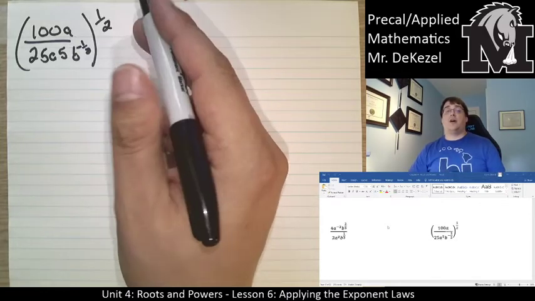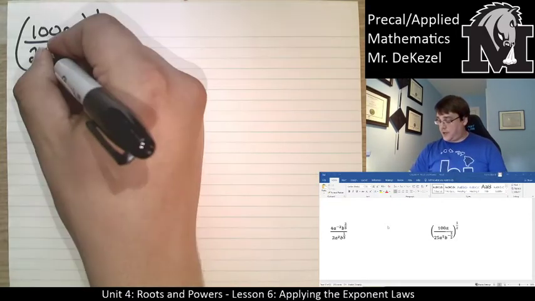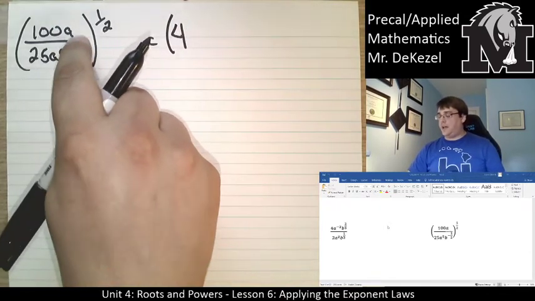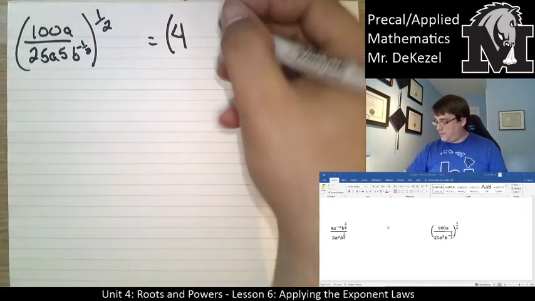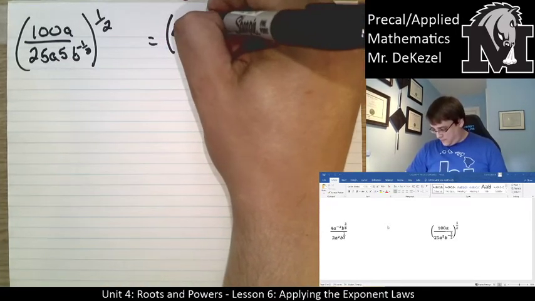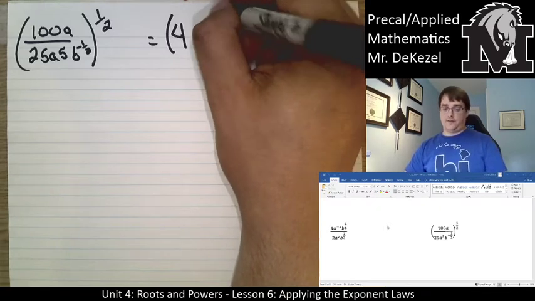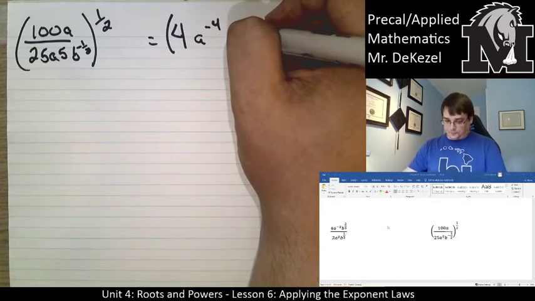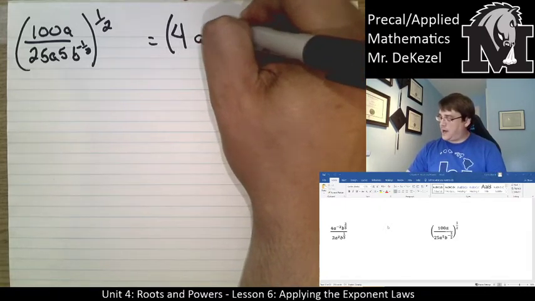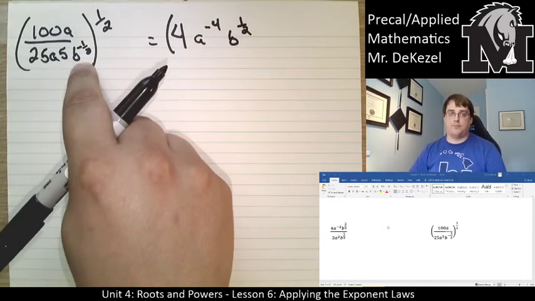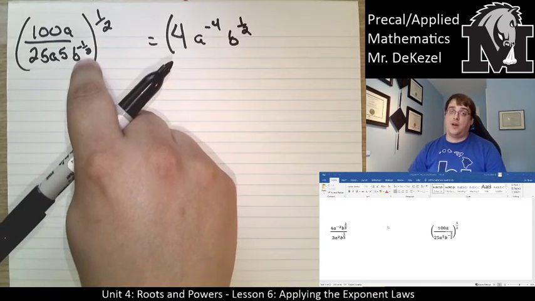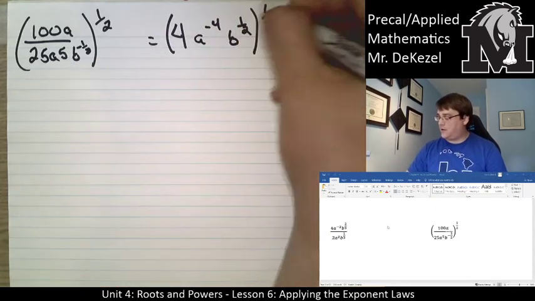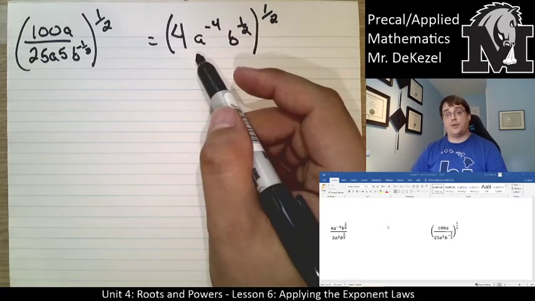We'll do the numbers and the variables all separately. So 100 divided by 25 is 4. A, subtract 5, so 1 minus 5 is a to the power of minus 4. We then have b to the power of 1/2 if I want to bring it to the top, right? If I can put it to the bottom by flipping its exponent, I can bring it to the top doing the same thing. This is all to the power of 1/2.